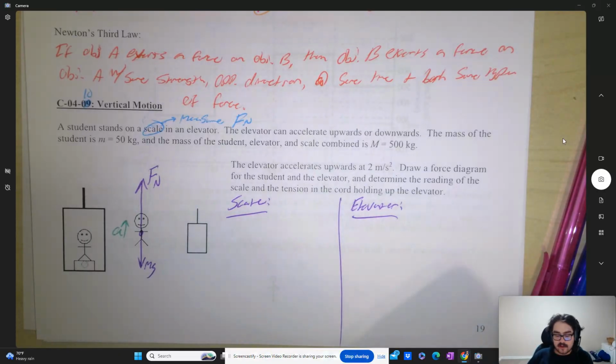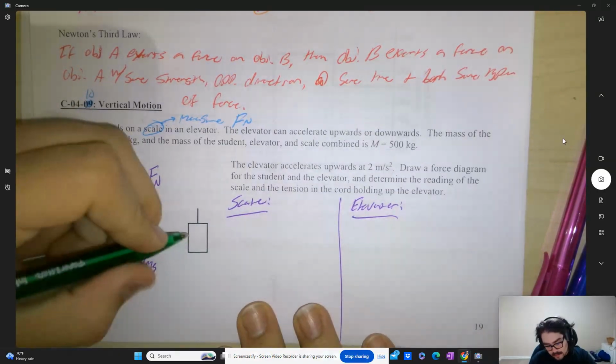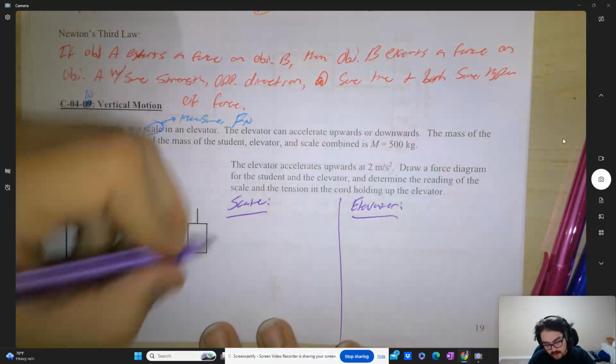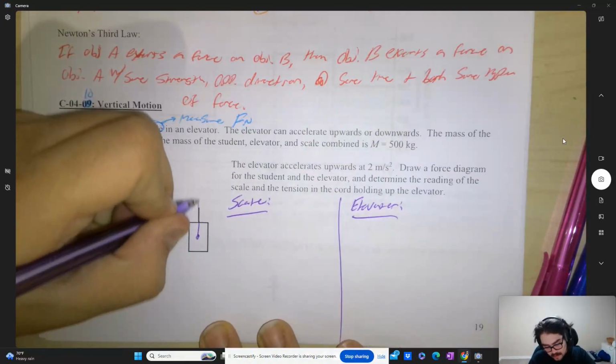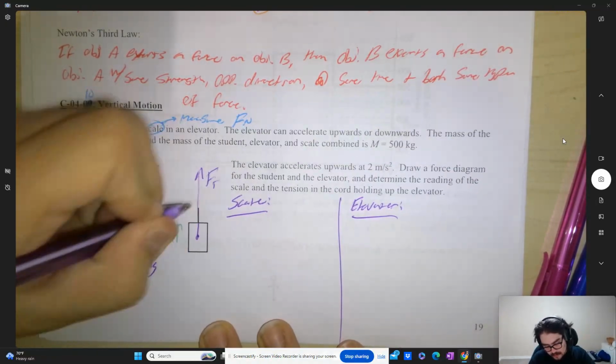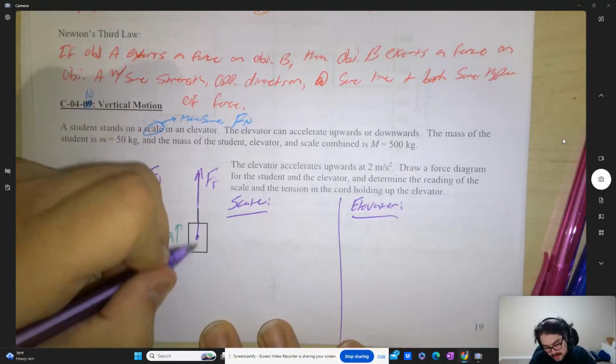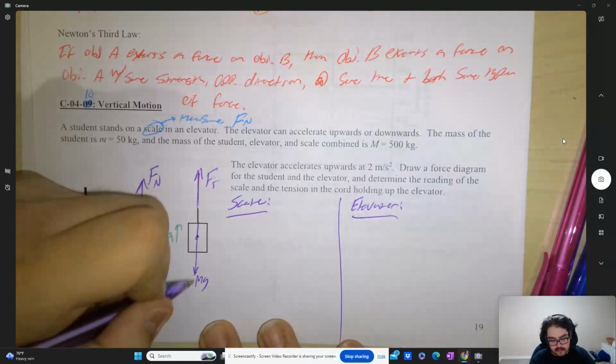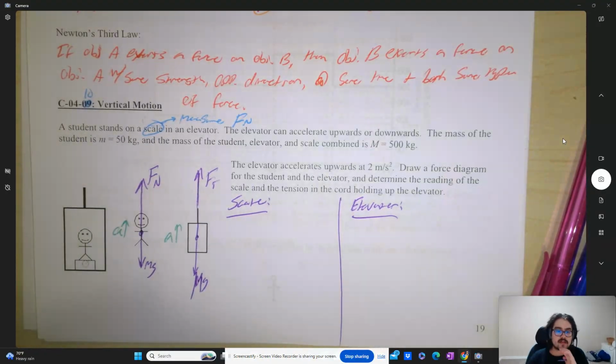The elevator is also accelerating upwards, so that means that the tension force on it should be greater than the Mg. So it's got tension force going up this way, and then it's got Mg going down, not as much. Capital Mg. Sorry, that should be capital Mg.